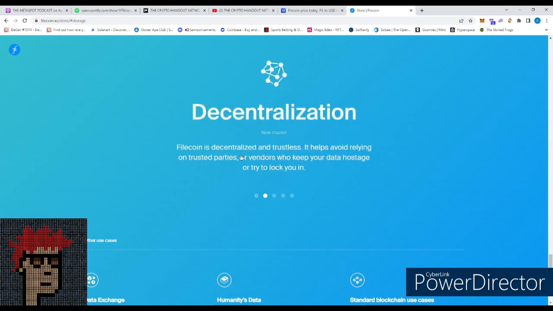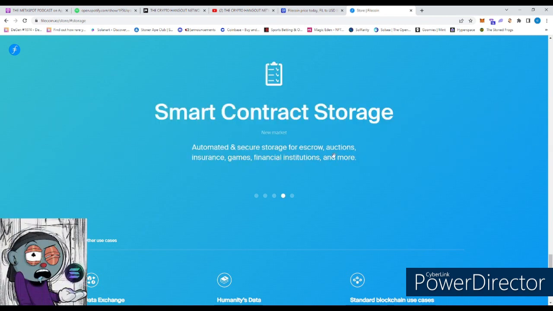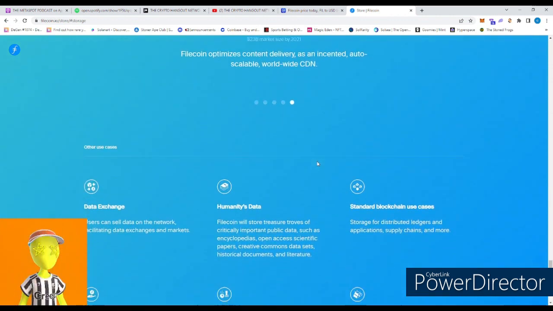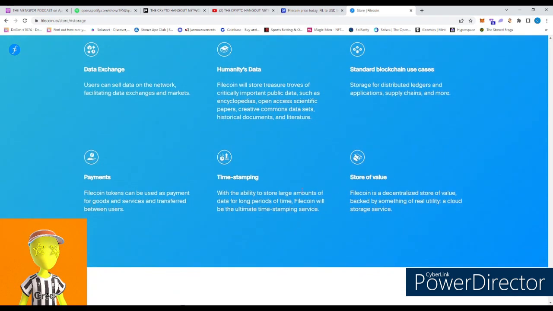It says decentralization. Filecoin is decentralized and trustless. It helps avoid relying on trusted parties or vendors who keep your data storage hostage or try to lock you in. Automated and secure storage for escrow, auctions, secure insurance, games, financial institutions, and more. So smart contract storage is available through Filecoin. CDN, can't say that word. Filecoin optimizes content delivery as an incentive. Auto-scalable worldwide CDN.